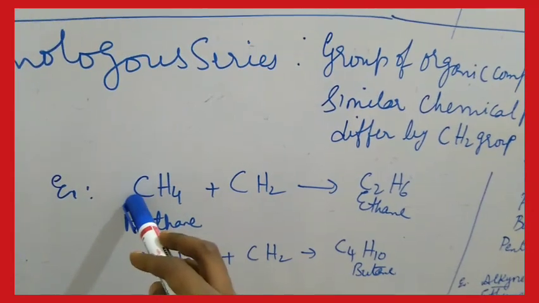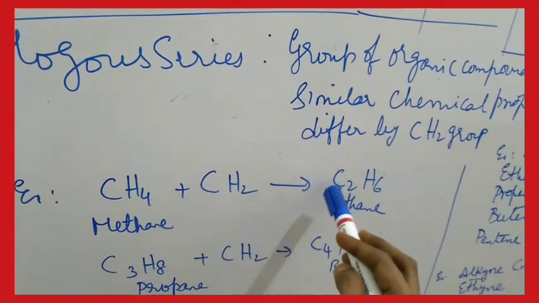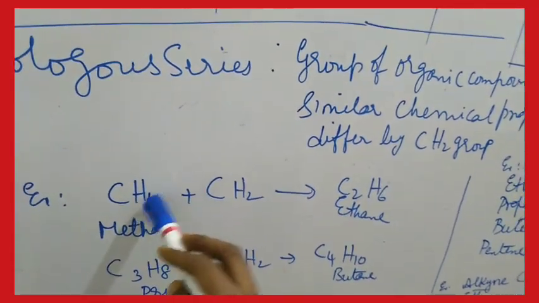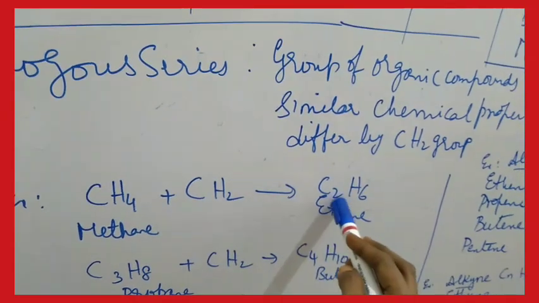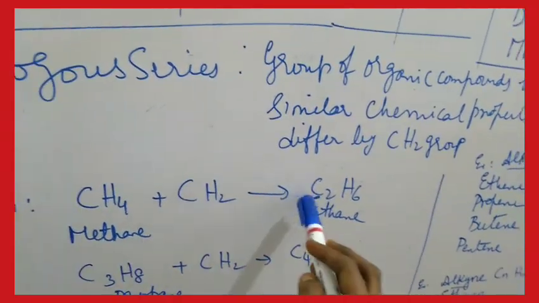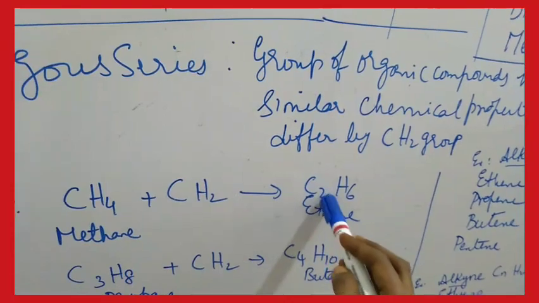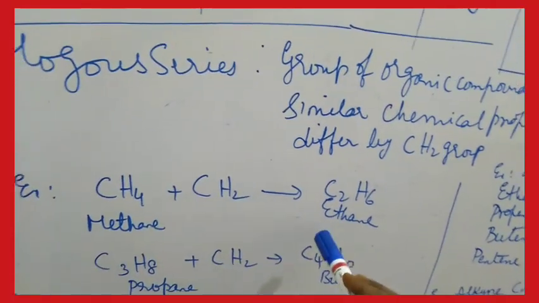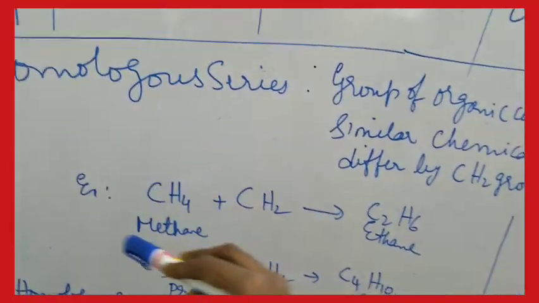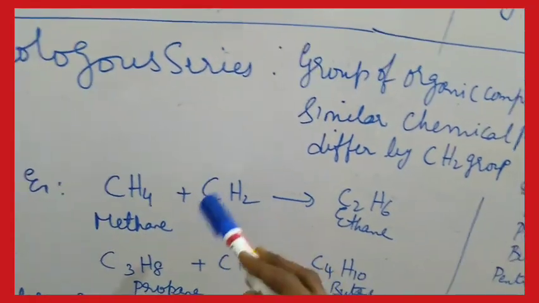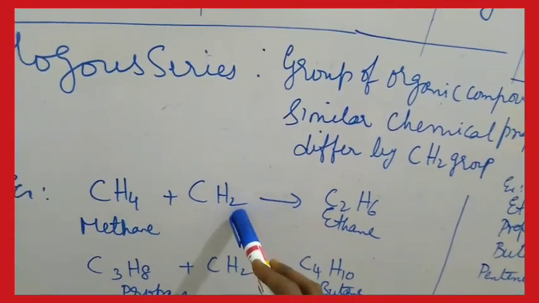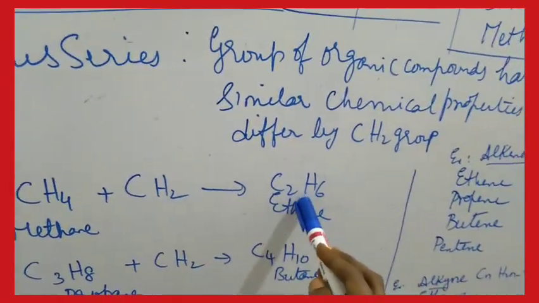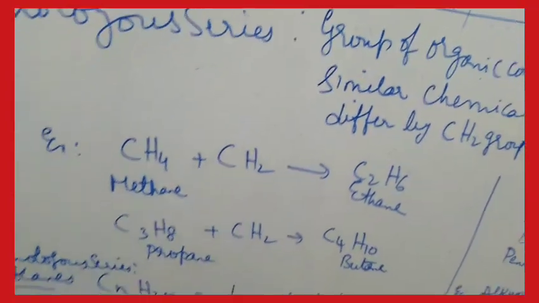If you add one more carbon, C2, and to the H4 2 is added, C2H6. C plus C, C2. 4 plus 2, 6. So this is methane and this is ethane. This is the first compound in the homologous series. These two differ by CH2. If you subtract CH2 from ethane, you will get methane.